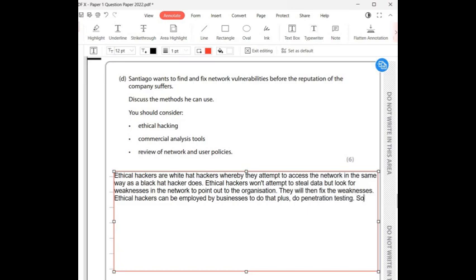And then using software to find weaknesses. So you could say the software they use could be configured to find a range of weaknesses, with results reported to the relevant staff of any faults identified.